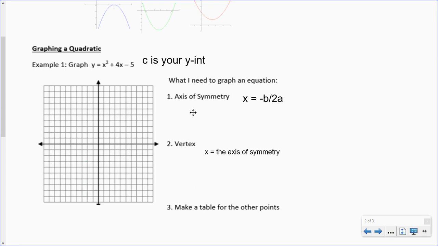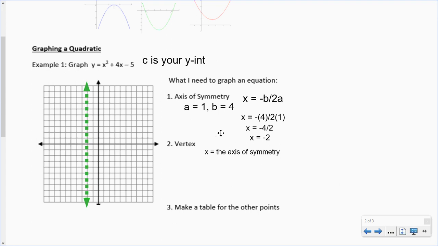Then I'm going to do my axis of symmetry, which is negative b over 2a. So I need a and b. A is 1, b is 4. So I'm going to plug that in. You get -4 over 2 times 1. So 2 times 1 is just 2. Means I have -4 over 2, and do that division, x equals -2. So that is my axis of symmetry. Yeah, that's the line. So my parabola will curve around this line.